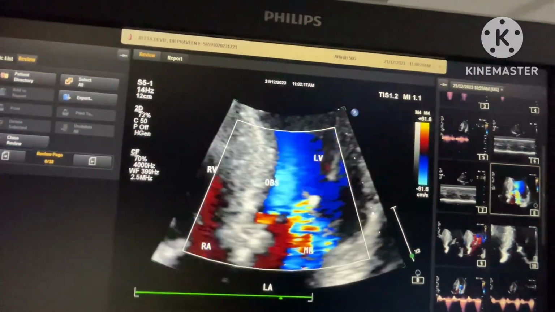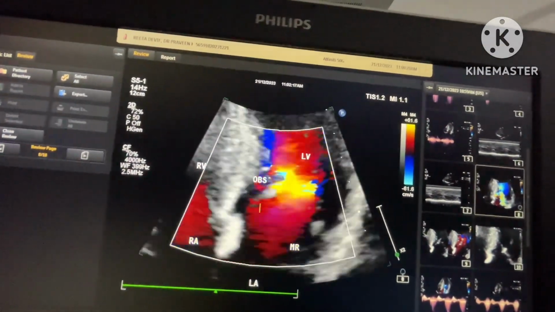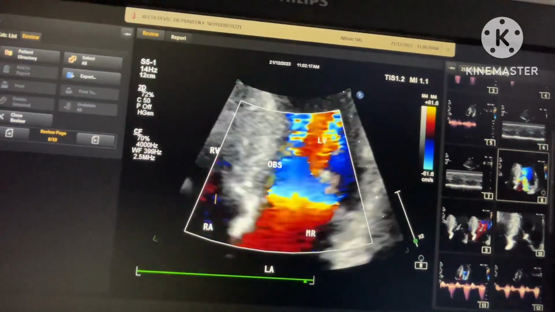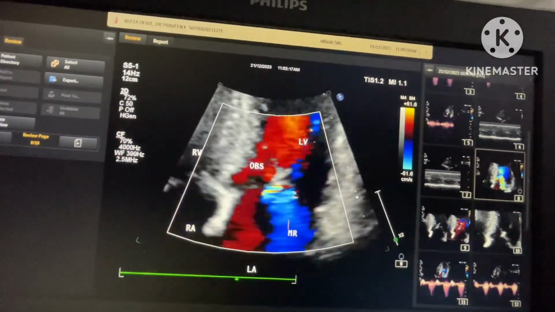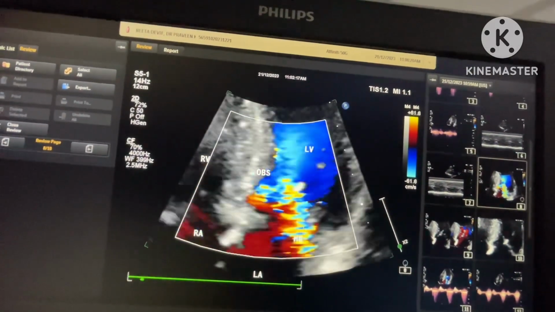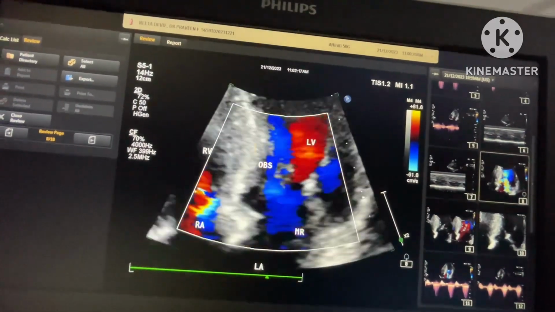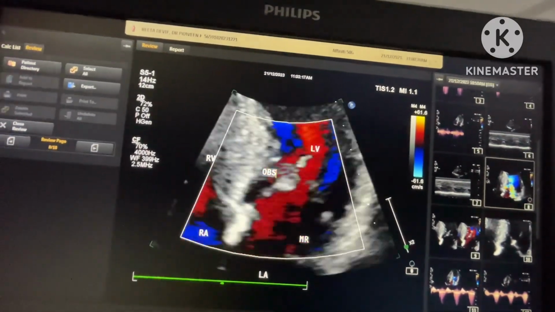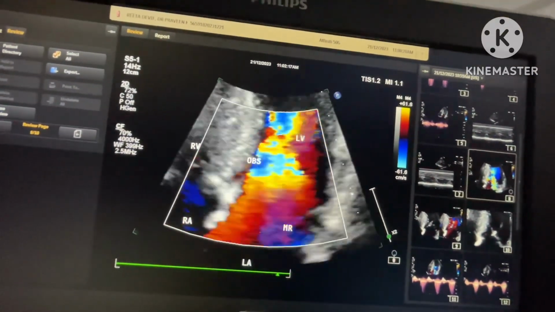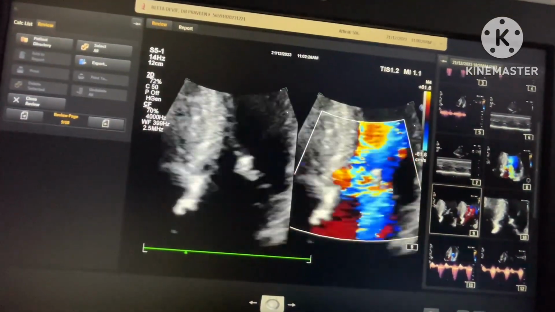This is the case of hypertrophic obstructive cardiomyopathy. In this image, you see right atrium, right ventricle, left atrium, left ventricle, and hypertrophied interventricular septum. SAM is also seen, and posteriorly directed moderate MR, moderate mitral regurgitation, is also seen.